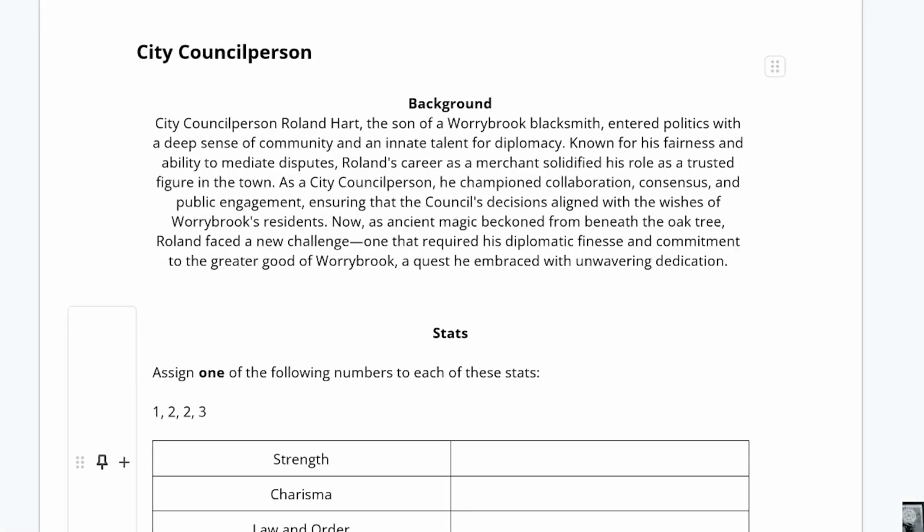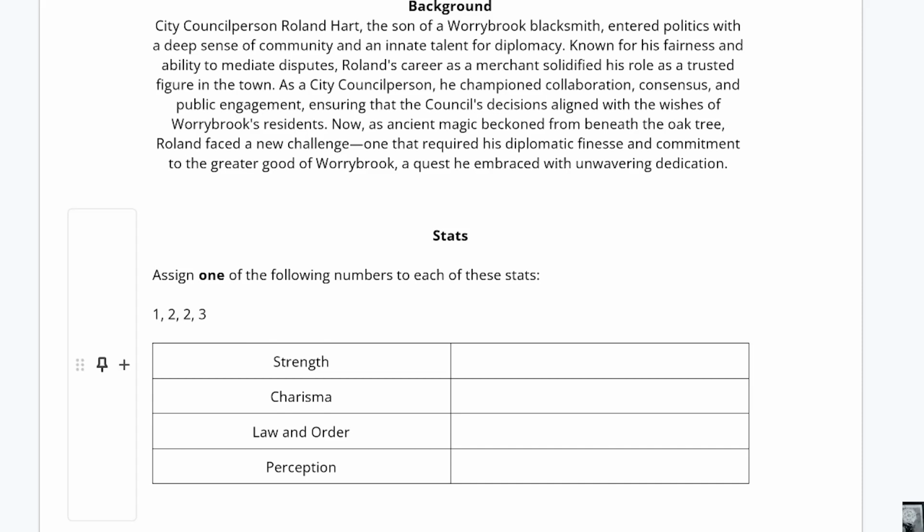These are their character sheets. They all look the same. You have your title, a little background about the person, and a really simple stat sheet. They take one of these numbers and assign them to each one of these things: strength, charisma, law and order, and perception. So you put like a 3-2-2-1 or 2-2-1-3 or whatever it might be. That's going to come up later in the game.